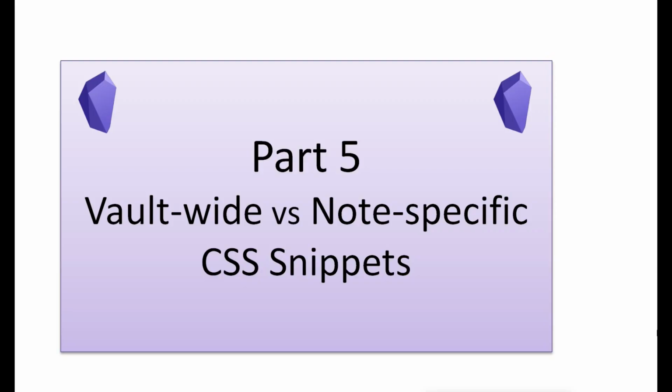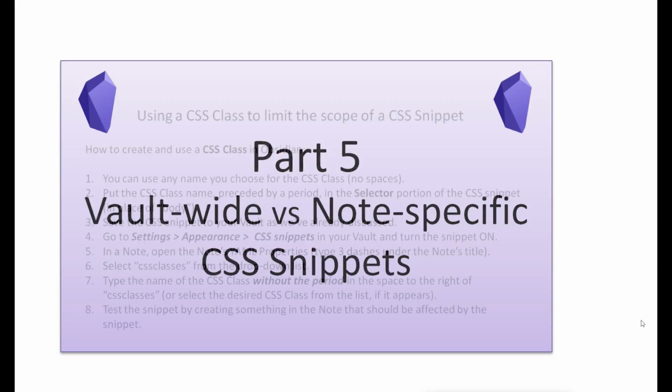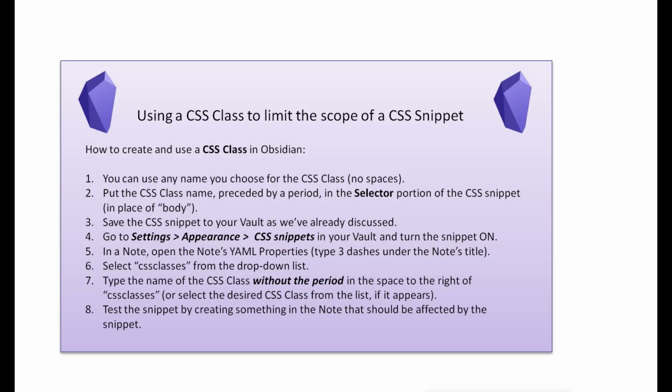Identifying a CSS class as the selector in your snippet gives you the flexibility to limit the impact of your snippet to individual notes in your vault, rather than across the entire vault. Let's see how that's accomplished. This is the process for creating and using a CSS class in Obsidian. I'll talk through the process now, and then I'll demonstrate it with an actual example.